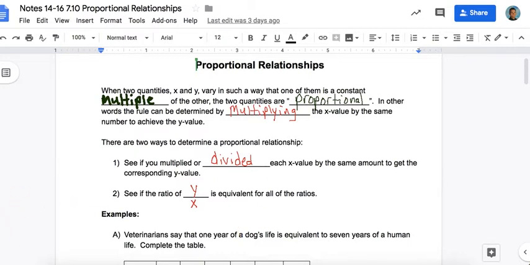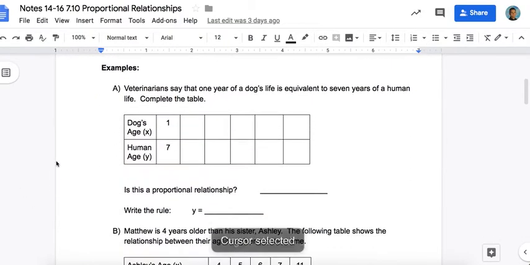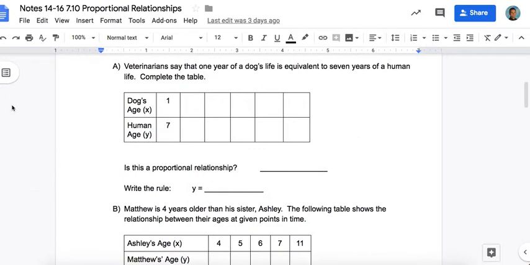Okay, let's look at an example, a real world example. Veterinarians say that 1 year of a dog's life is equivalent to 7 years of a human life. Complete the table. So in other words, if a dog is 1, they're said to be 7 in human years. So following that pattern, if a dog is 2, then in human years it would really be 14. And when a dog is 3, in human years it would be 21. When a dog is 4, it would be 28. When a dog is 5, 7 more years would be 35. And when a dog is 6, it is said to be 42 years as a human.